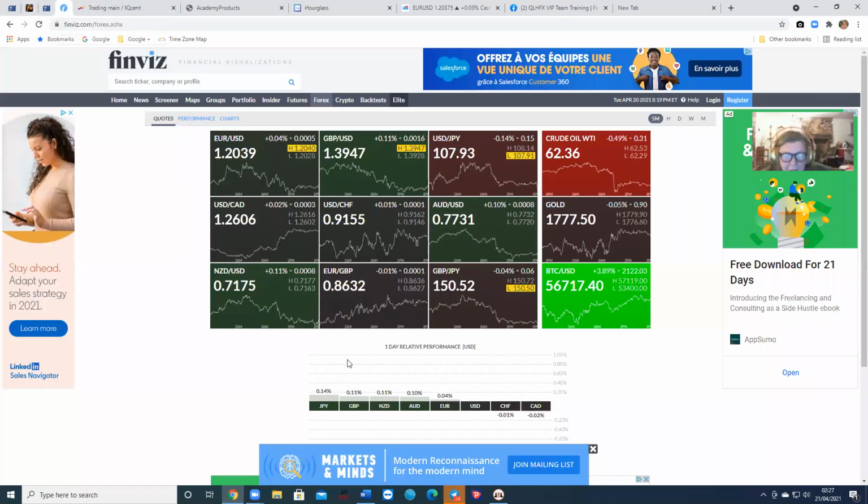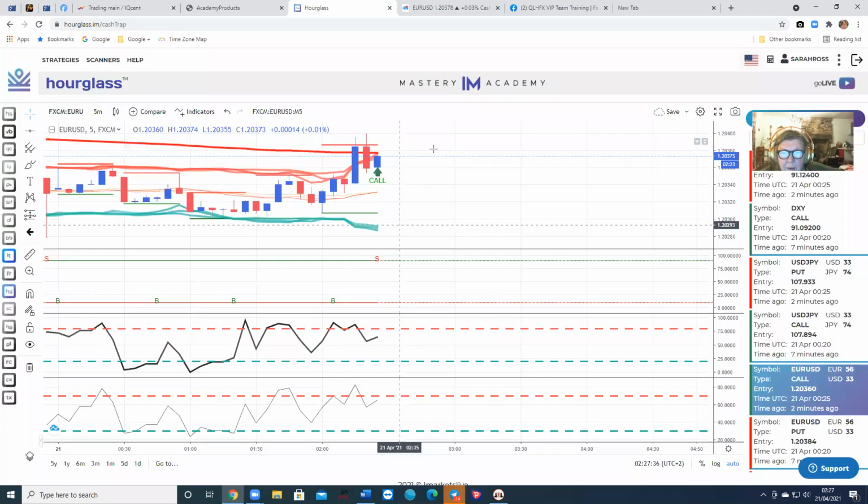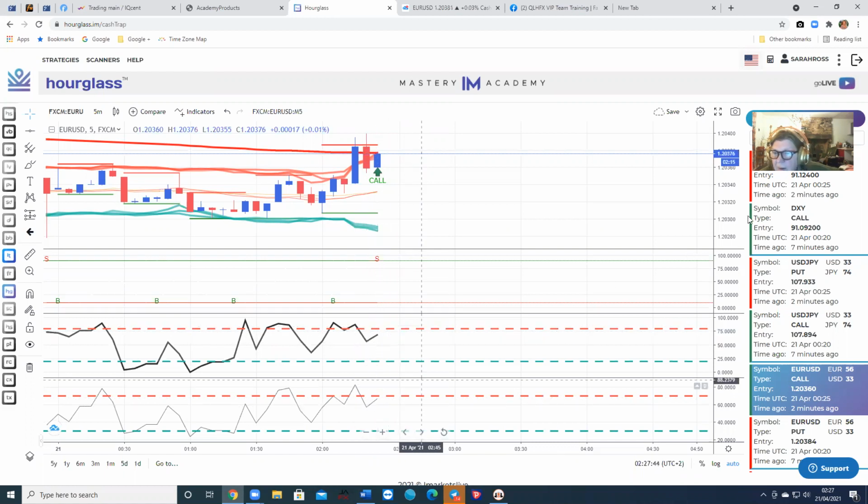Look back on here. Euro's still a bit stronger. Right, so it's coming up to our 376 area off that line of resistance. These lines are flicking up. We've got 2 minutes 15 left.